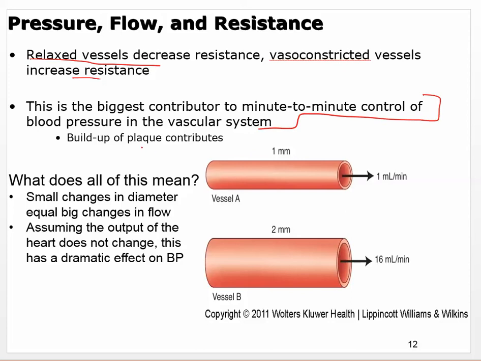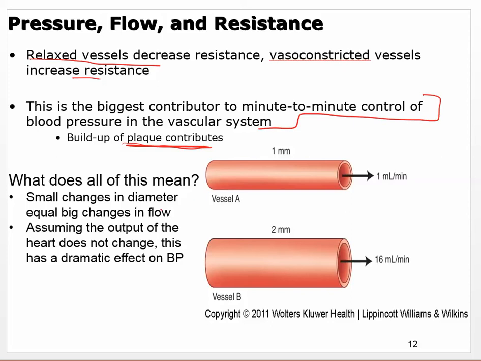And plaque buildup inside blood vessels contributes highly to this. It's going to decrease the radius, therefore it's going to increase the resistance. So it's going to decrease the radius, increase its resistance, and therefore your blood pressure is going to be higher. Like I said, we've been talking about this all along, but now we are seeing how this is actually calculated, and that's actually a 16-fold change based on radius.